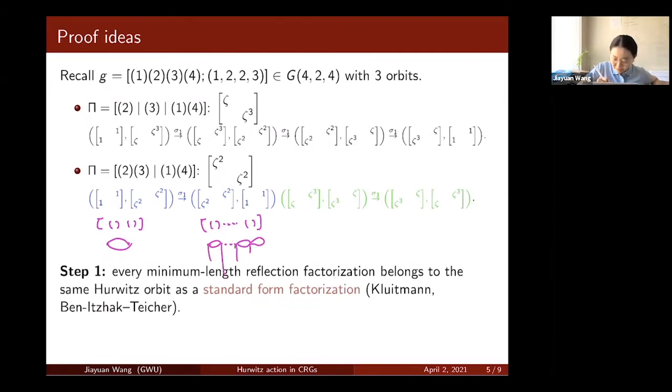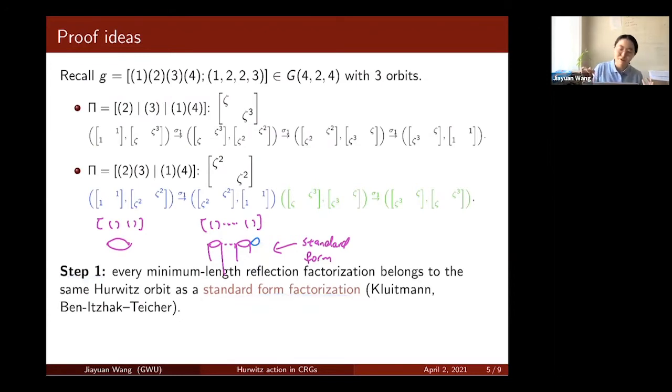Okay, so this is a loop. Let me change to a different color to represent that. So that's a loop, okay. And this is what we call a standard form factorization. So any factorization whose graph has this particular look is called a standard form factorization. And the point of the first step is to show every minimum length reflection factorization belongs to the same orbit as some standard form factorization.